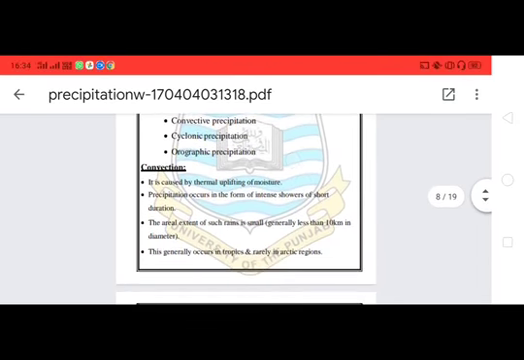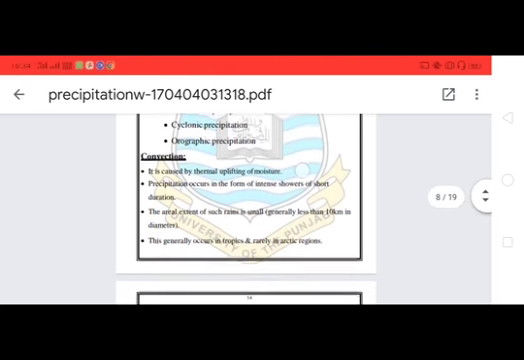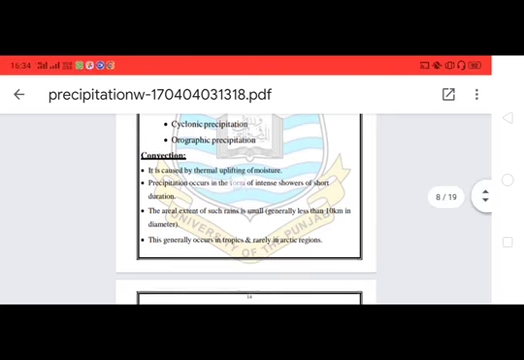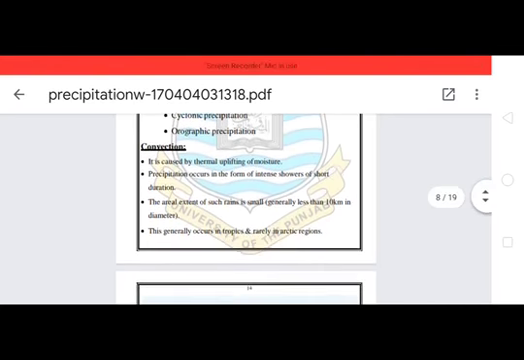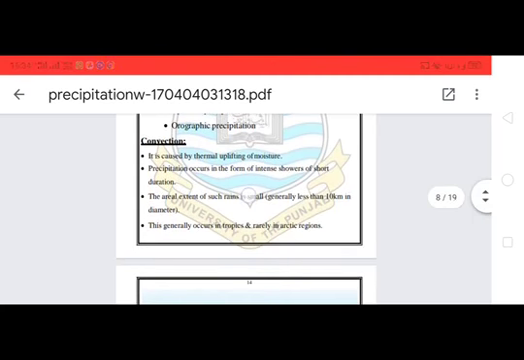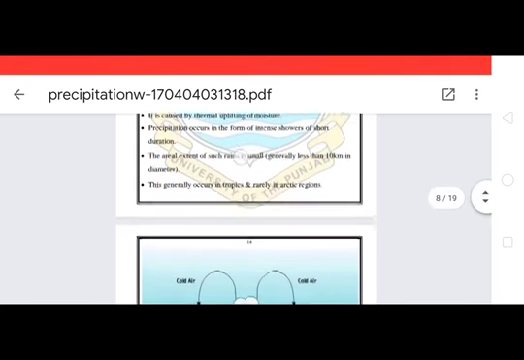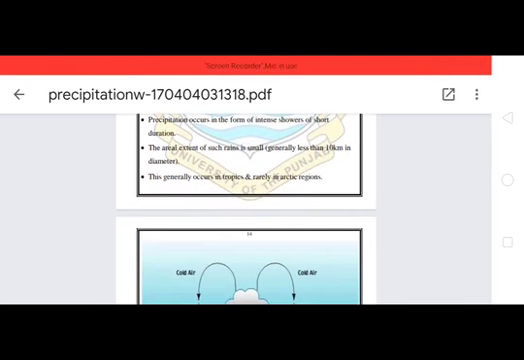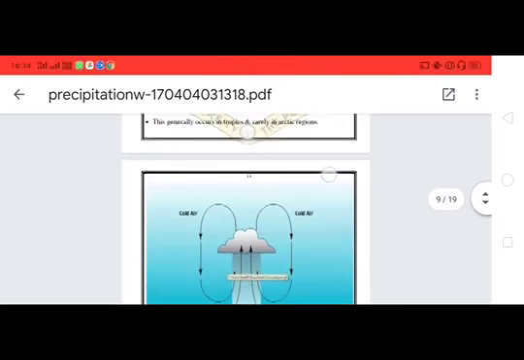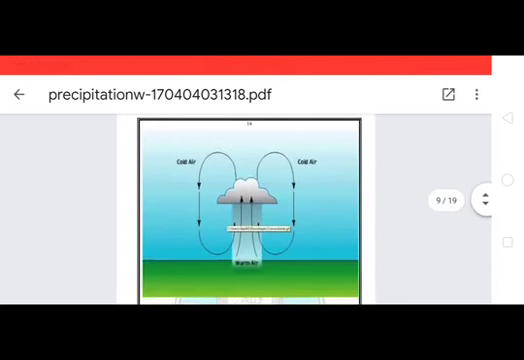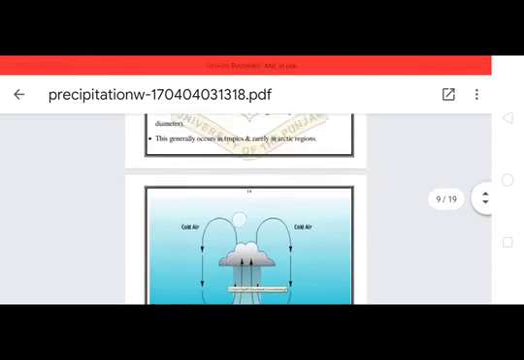What is convection? Let's discuss it. It is caused by thermal uplifting of moisture. Precipitation occurs in the form of intense showers of short duration. The areal extent of such rain is small, generally less than 10 km in diameter. This generally occurs in the tropics, or rarely in the Arctic region. As you can see, this is the whole mechanism of convection.